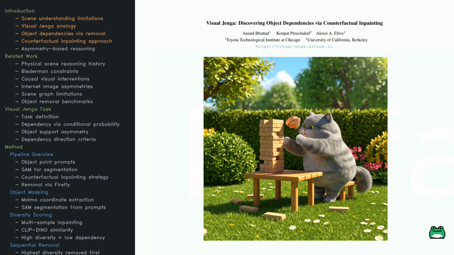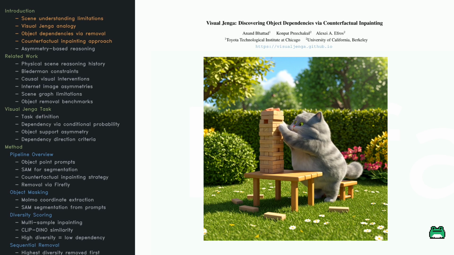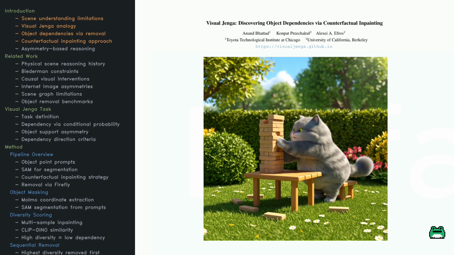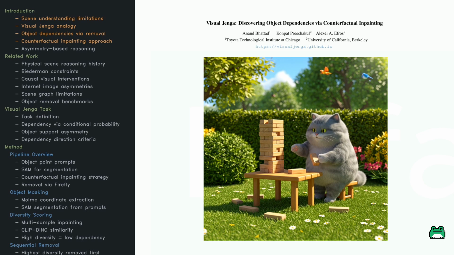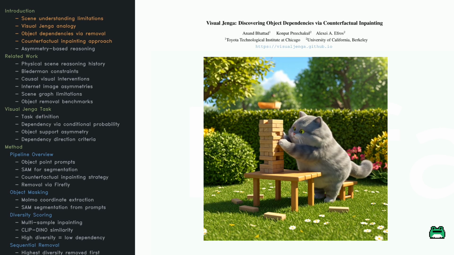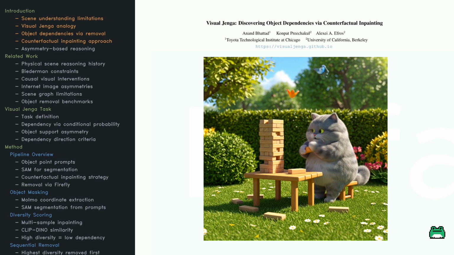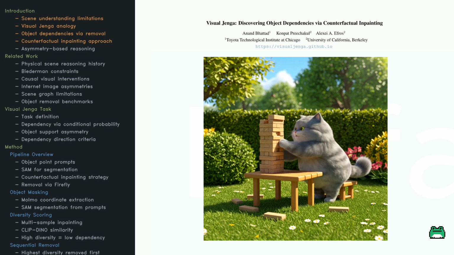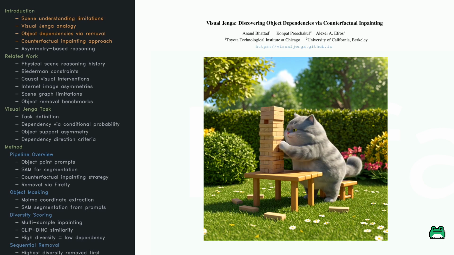moment in Jenga, where you're slowly sliding out a block, hoping everything doesn't come crashing down. Now imagine doing that, not with a tower, but with a photo. This is visual Jenga. It's a new way to test how well a computer really understands a scene by removing one object at a time from an image and seeing if everything still makes sense. And the trick, counterfactual inpainting.